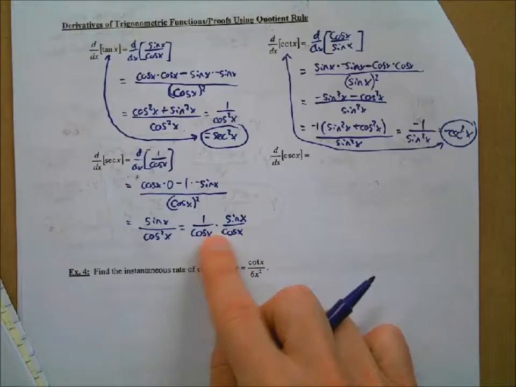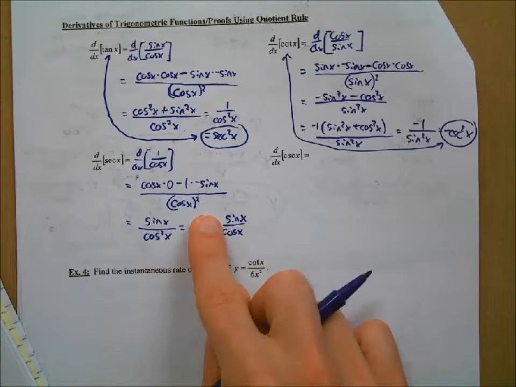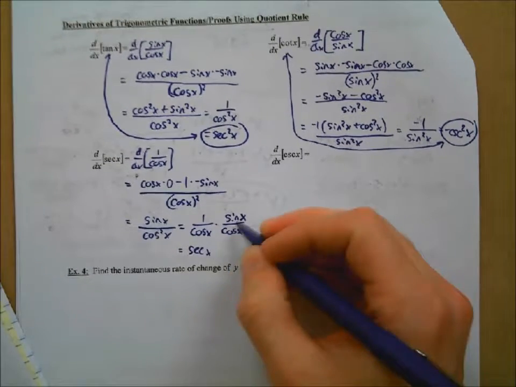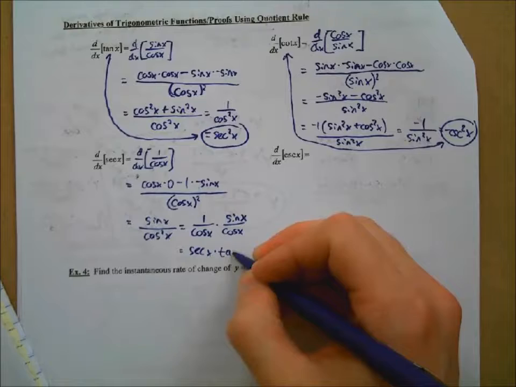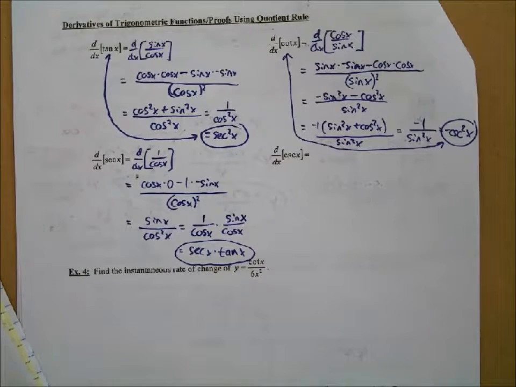Anyway, we break up our denominator. And we're all okay with how I did that there? These would be equivalent, right? So what is 1 over cosine? Secant. What's sine over cosine? Tangent. Okay, so the derivative of secant x is secant x times tangent x. How interesting. It shows up in its own derivative with more stuff.